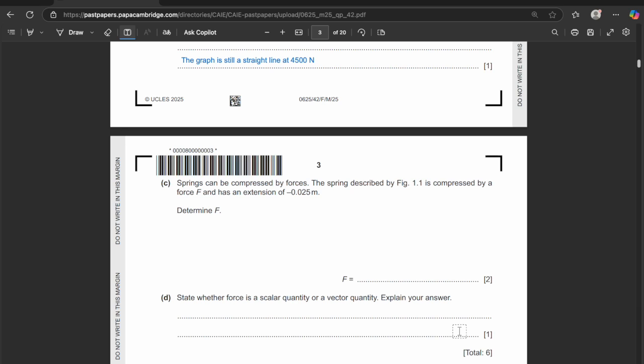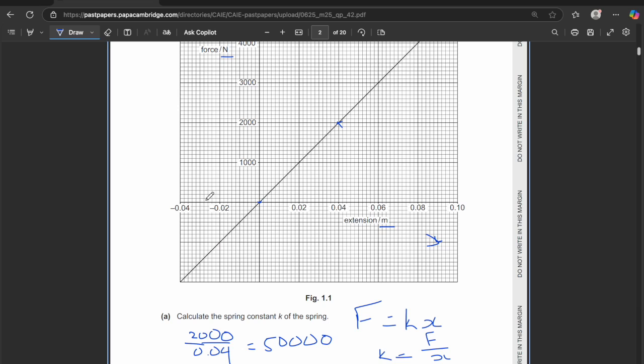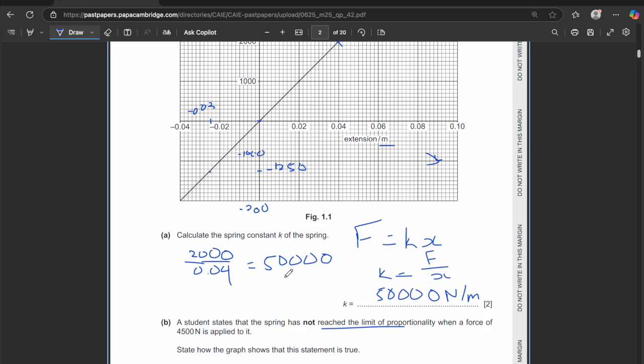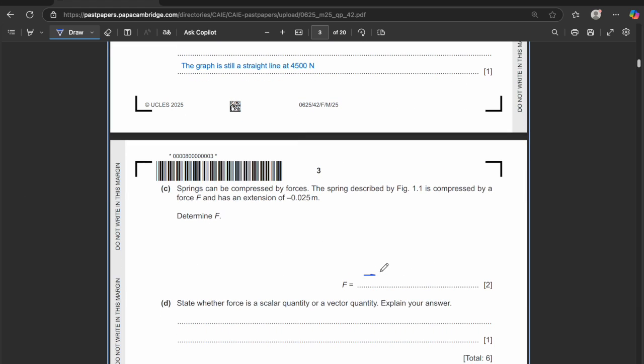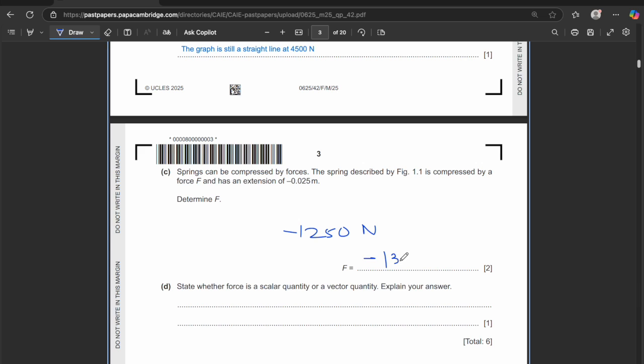C. Springs can be compressed by forces. The spring described by figure 1.1 is compressed by a force F and has an extension of negative 0.025 meters. Determine F. Negative 0.025 would be somewhere around here, since this is 0.03. We have to look at the intersection point, and this is right here. You have to know that this is negative 1,000 and negative 2,000 right here. If you look at the graph, it is about 1250. So we can write negative 1250 newtons from the graph. And if you round that to two significant figures, you get 1,300 newtons.